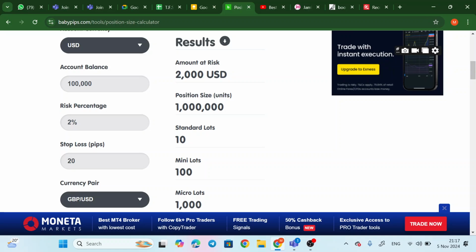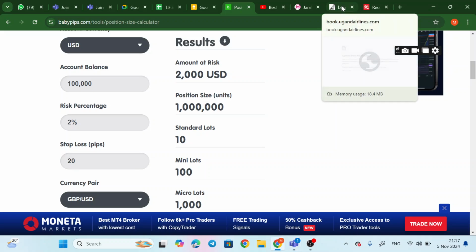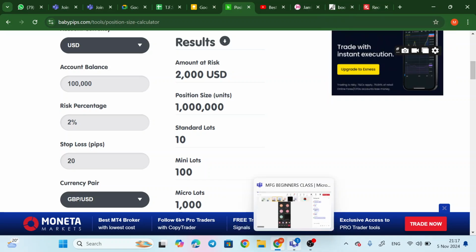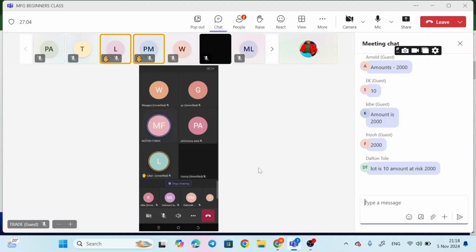So when I will now come and trade, let's go there. Okay. Now let's continue. I believe that you are able to see my screen. You are able to see my screen now. I will come now to the MT4.